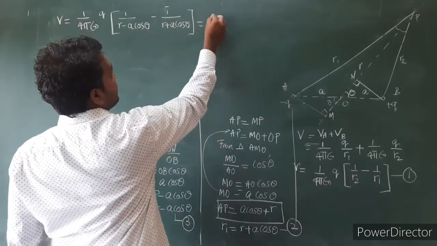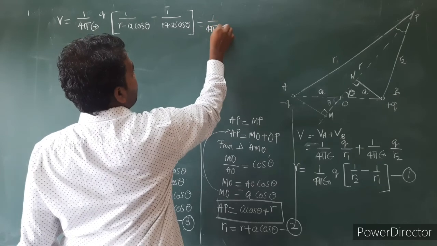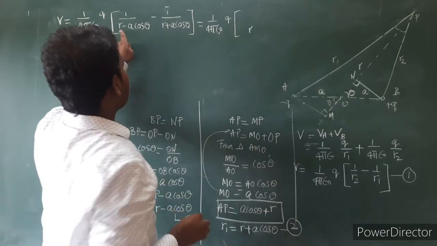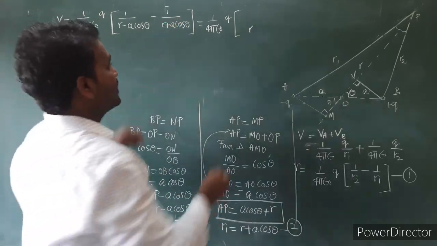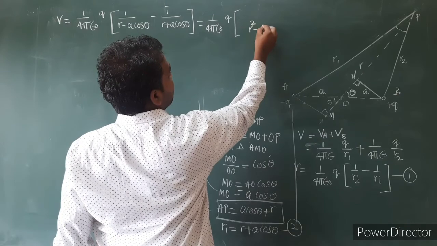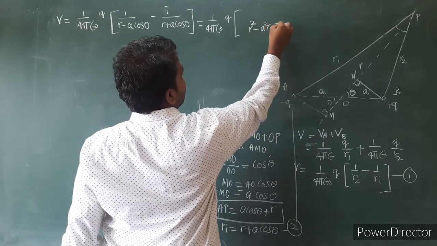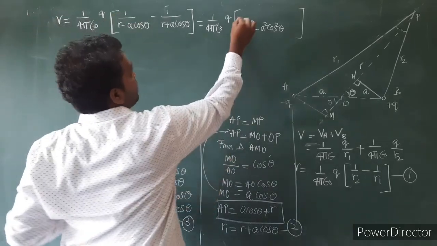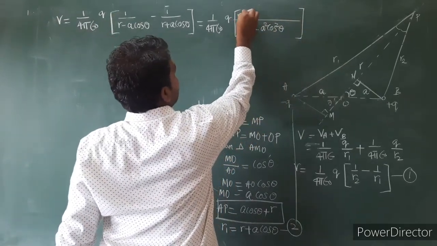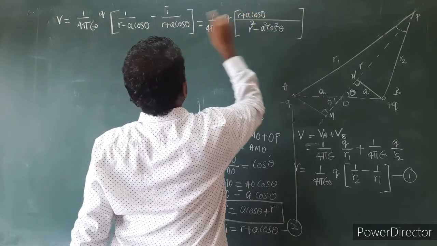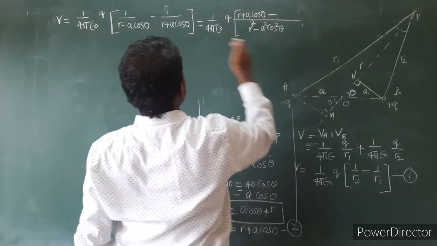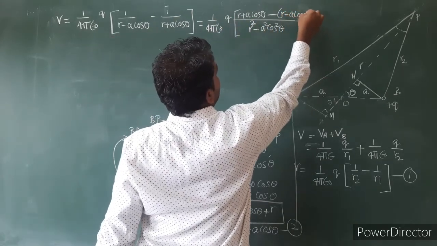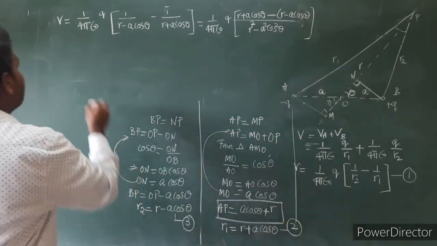Let us just simplify this. This I can take the LCM. I will write it as 1 by 4 pi epsilon naught, Q is common. I can write the LCM as this is in the form of A minus B into A plus B. This directly I will write it as R square minus A square cos square theta. Yes, can I write it like this? So, in the numerator I will have R plus A cos theta minus R minus A cos theta. Yes. So, let us simplify this.